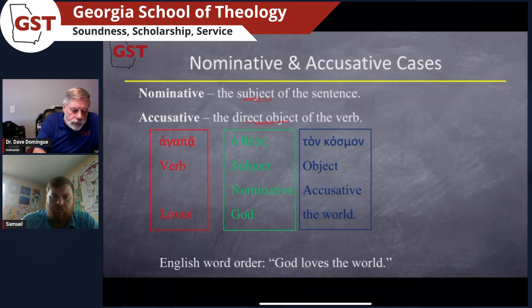Basically, what we're saying is that if you have the text in the Greek, well, let me let you read this text right here. You read it for me. What does that text say right there?